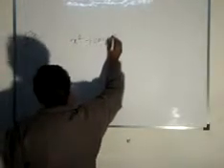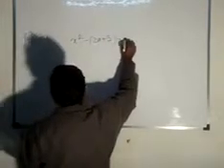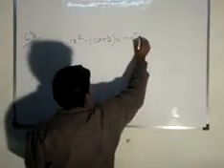Question number 63. Here we are given a quadratic equation: x square minus (2a plus 3)x plus 4 to the power n is equal to 0. Okay, so this is a quadratic equation.